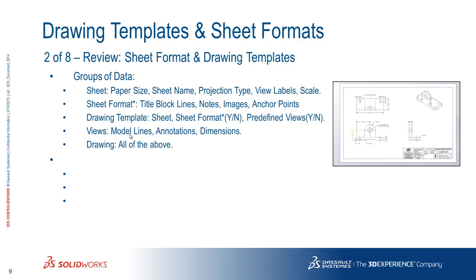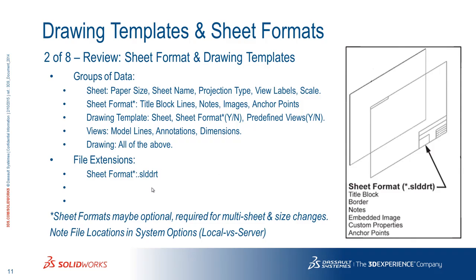Views, these are what's going to hold the model lines, the annotations, the dimensions. The drawing file itself holds all of this stuff when we actually save the file. File extension-wise, the sheet format is SLDDRT, sometimes referred to as the DIRT file, because if you insert the I in there, it's SLDDIRT. But again, this is holding the title block information, the lines and stuff, the borders, the notes, any embedded images for your company logo or something like that.